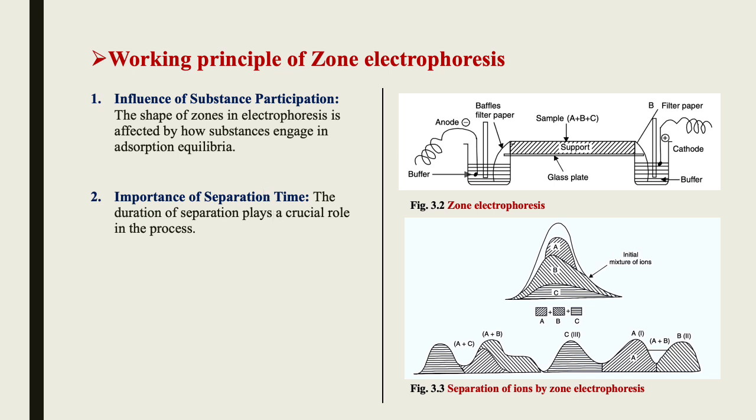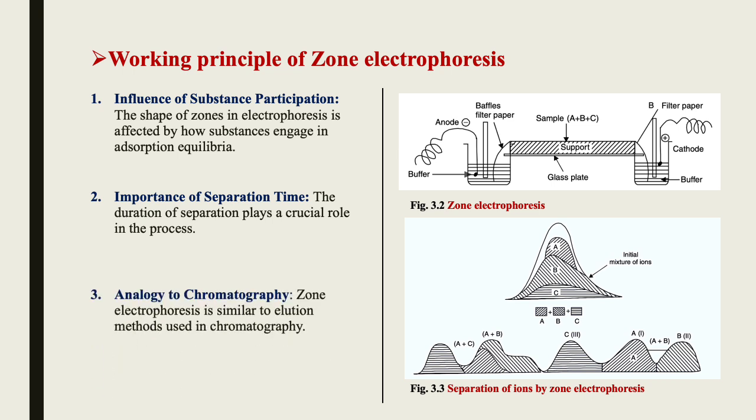Second point is importance of separation time. The duration of separation plays a crucial role in the process. If we are able to separate two different mixtures of the sample, then time is the only crucial part. As long as your separation time is well resolved, you will get well separated ions. If your time is very limited, then you will get a mixture of ions like this over here. So separation time plays a crucial role.